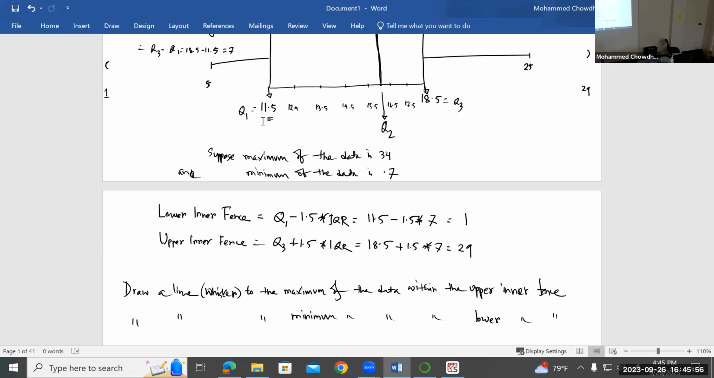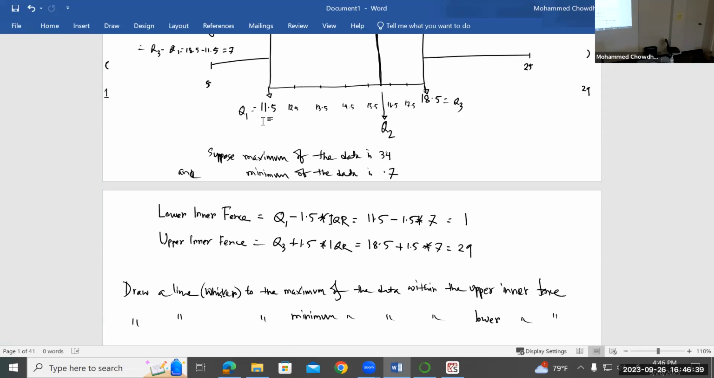Yeah, so you cannot take your whisker to the maximum of the data that is outside the upper inner fence, or outside the lower inner fence. So we take it to the next number in. Draw a line to the maximum of the data within the upper inner fence. So it is within the range from Q3 to the upper inner fence, the highest number in that range. Yes.